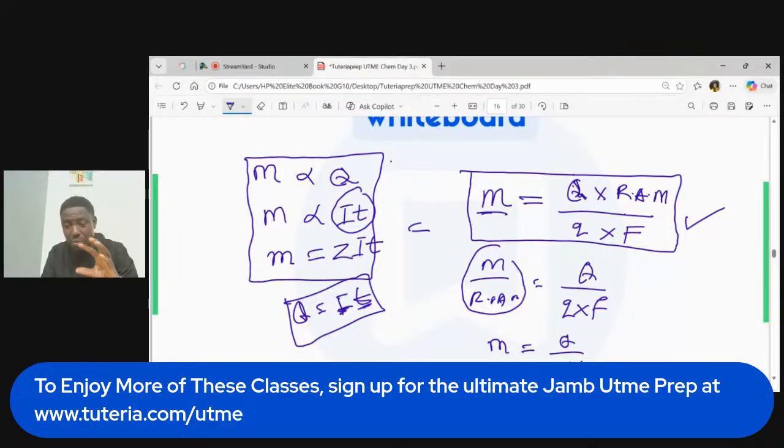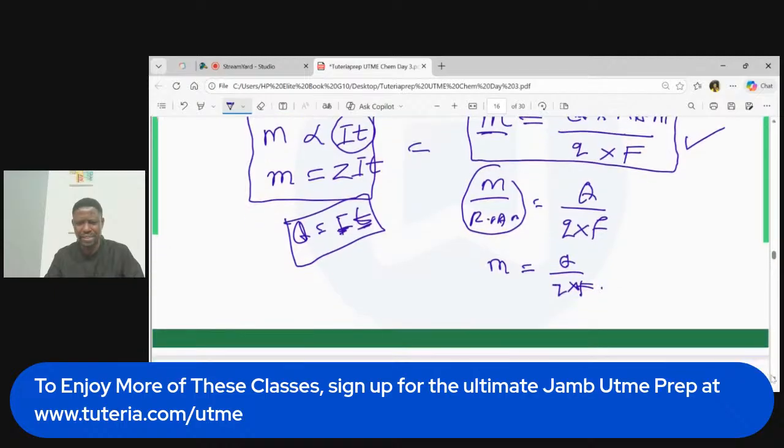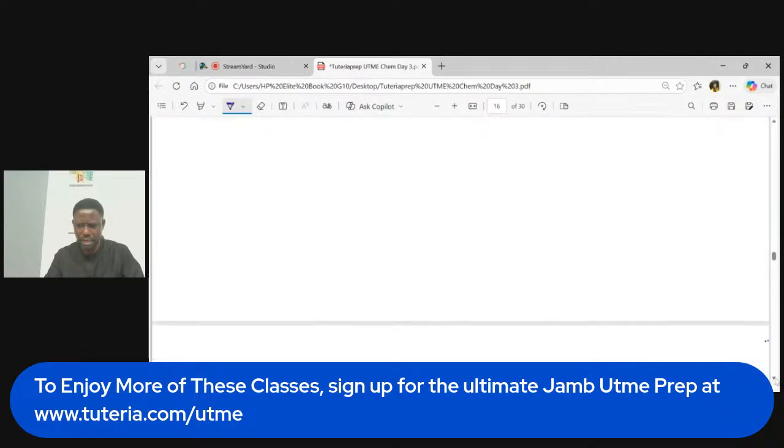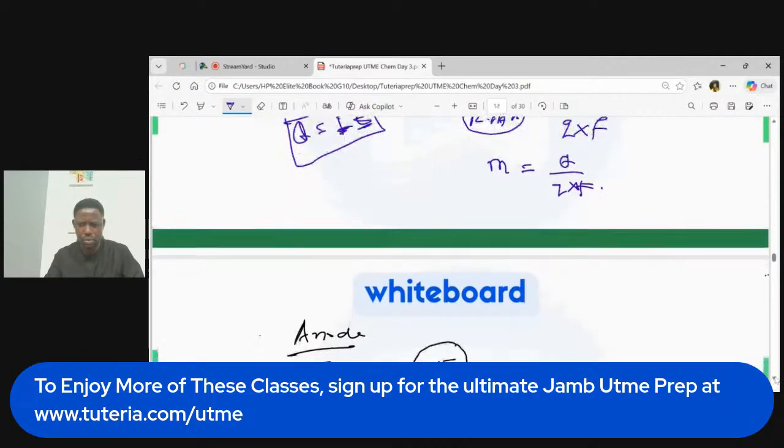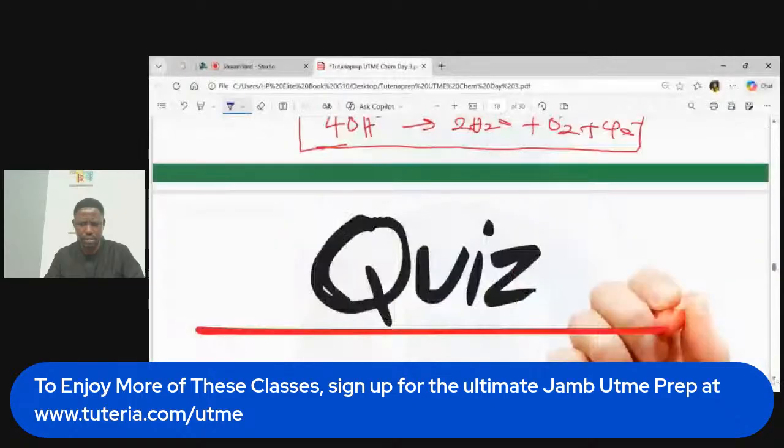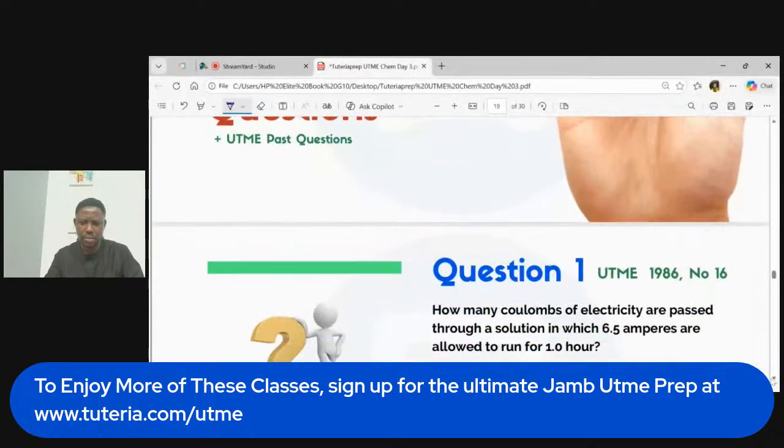M equals Q. What is Q? Q is the quantity of electricity, which is the product of the current and time, over the relative atomic mass of the element that we're talking about and the charge on the element. So we're going to use it to solve some questions now. Let's go and see some past questions and see how we're going to use this formula. These are the real JAMB questions.